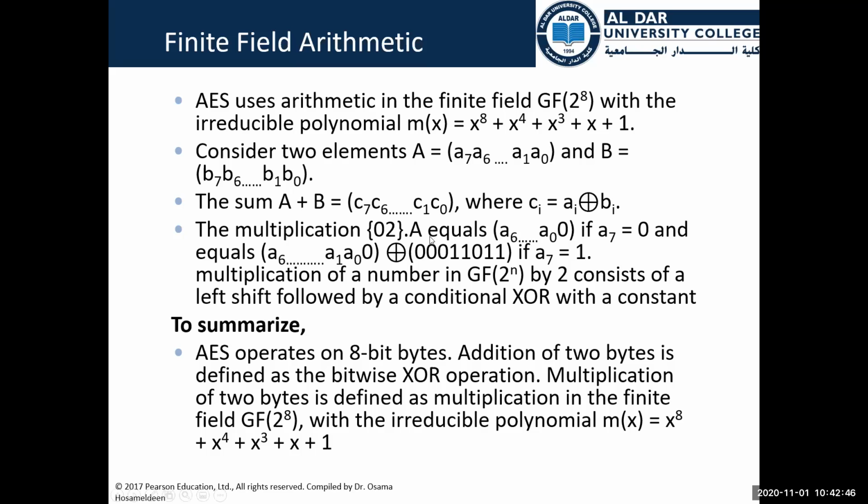For example, if we have two numbers and the most significant bit is 0, this is going to be translated as a simple XOR operation. But if the most significant bit is 1, this means that we are going to have a carry in the operation. Then we have to use the mod m of x, which is this one that we are going to use here in the finite field arithmetic.